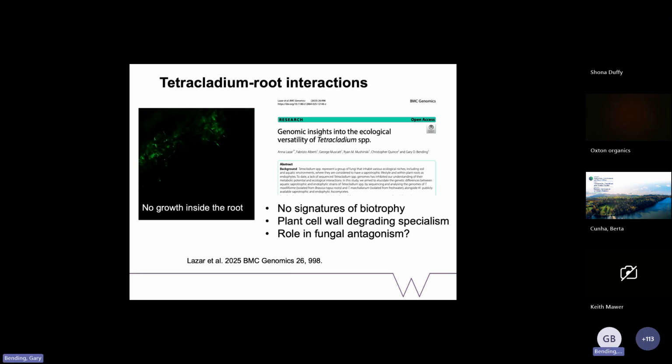We also sequenced the genome of tetracladium. So this is particularly a root endophytic strain of tetracladium, and we looked at its genome. We found no signatures of biotrophy, indicating that it's not dependent on its host for its nutrition. We found that it was really great at degrading plant cell walls, particularly pectin and cellulose. And we found that it also had loads of chitinolytic enzymes, very abundant. And so really from its location, forming a sheath outside the root, having a lot of chitinases, we think it might potentially have a role in fungal antagonism. Maybe that's what it does within the root. It's able to antagonize fungal pathogens.